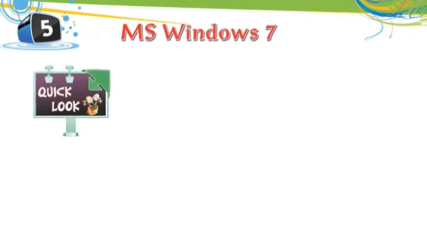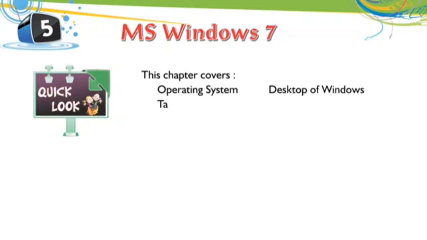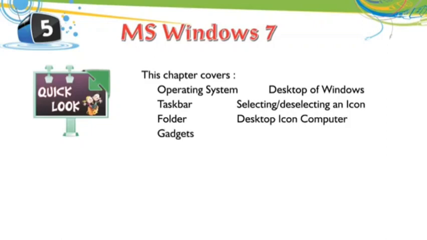Chapter 5 MS Windows 7. Quick look. This chapter covers operating system, desktop of Windows, taskbar, selecting or deselecting an icon, folder, desktop icon computer, gadgets, shortcut buttons in a window.